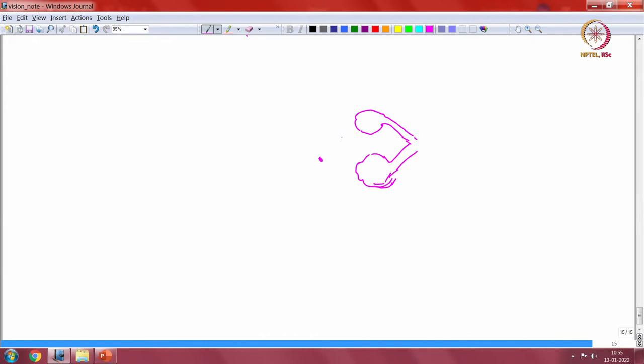So visual axis would be here, visual axis will be here to the fovea for an object, and as the object comes closer, the eyes go closer to each other. So this is eye movement. As an object moves closer to the eye, you have eye movement which helps in focusing.